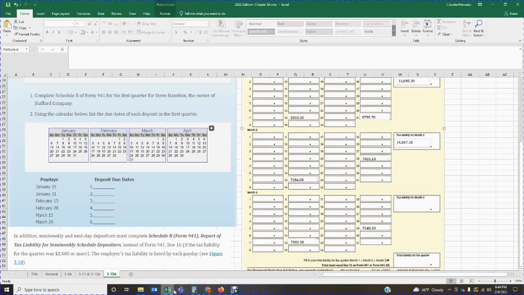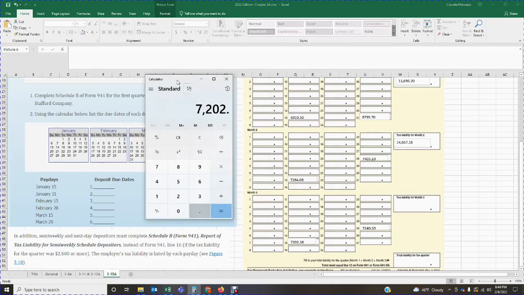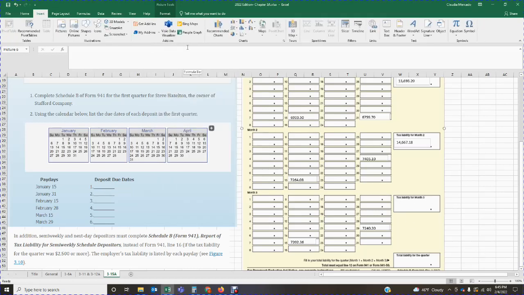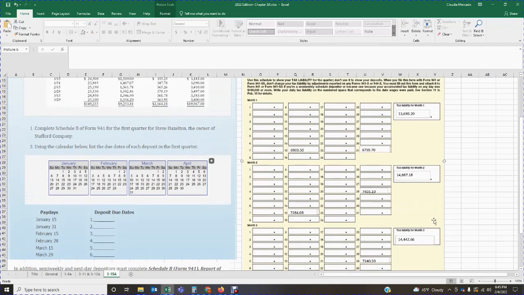Now we're going to add those two amounts for March, okay? So we're going to go ahead and get the 7202.36 for the 15th pay period and 7240.30 for the 29th pay period. That's going to give me 14,442.66. That's your tax liability for the third month, which is March, okay? So that would be 14,442.66. Okay. So now we have our tax liability for January, February, and March.